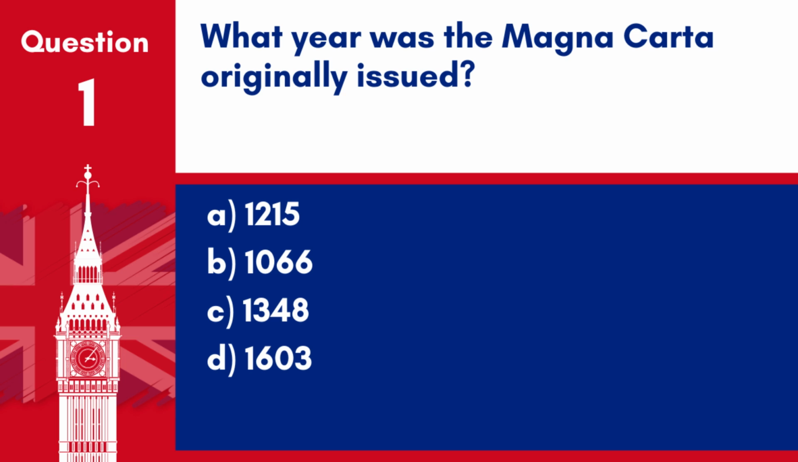Question 1. What year was the Magna Carta originally issued? A. 1215, B. 1066, C. 1348, D. 1603. Answer: A. 1215. The Magna Carta, a Charter of Liberties, was originally issued in the year 1215.